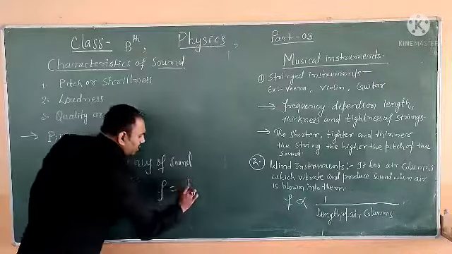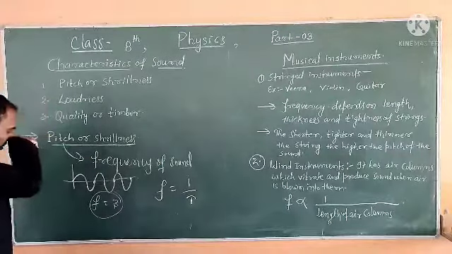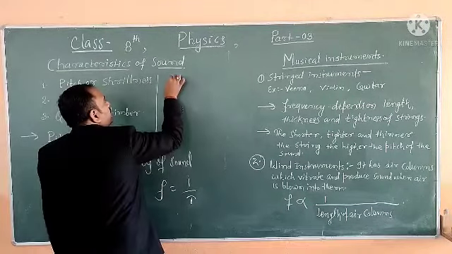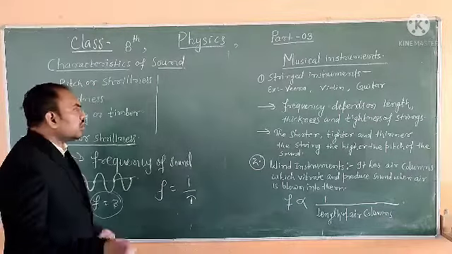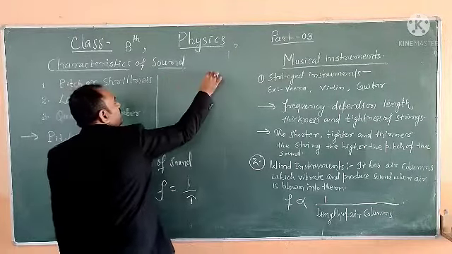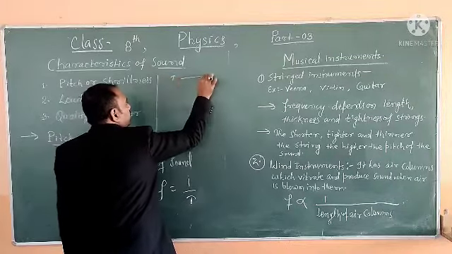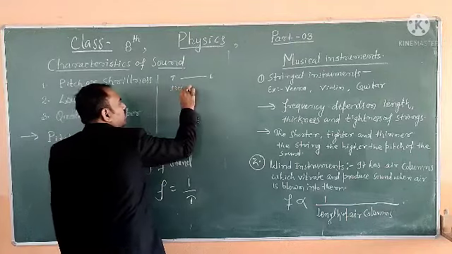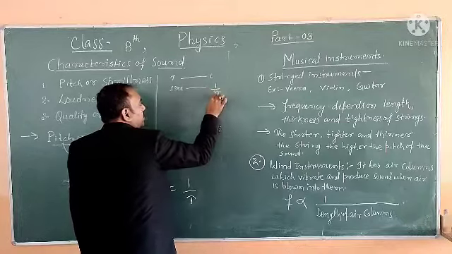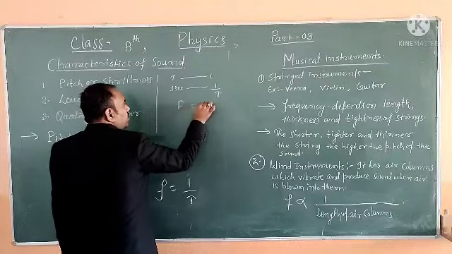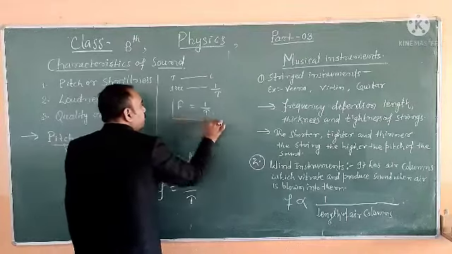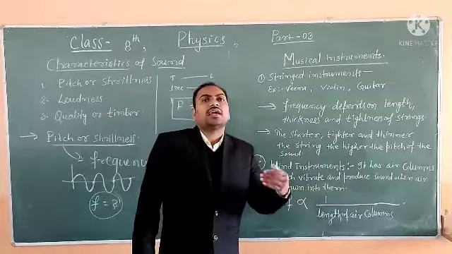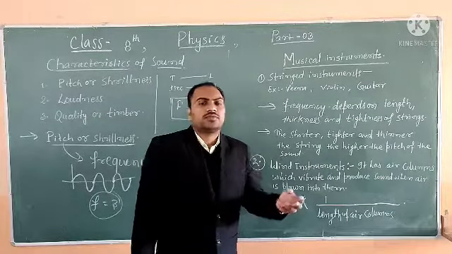The formula of frequency is just 1 upon time period. How does it come as 1 upon time period? As we know, in time period t, one oscillation is taken by any wave. If it is completing one oscillation in t time, then in 1 second, how many oscillations is it doing? 1 upon t. This is called the frequency of sound or frequency of a wave. In 1 second, the number of oscillations done by any wave is called the frequency of that wave.